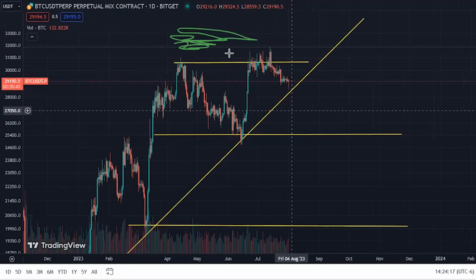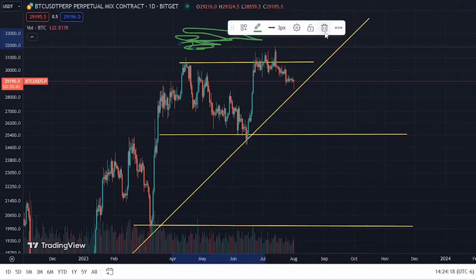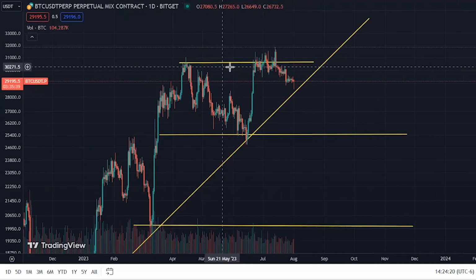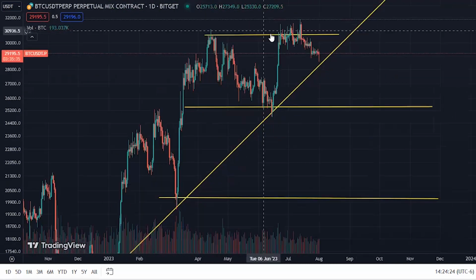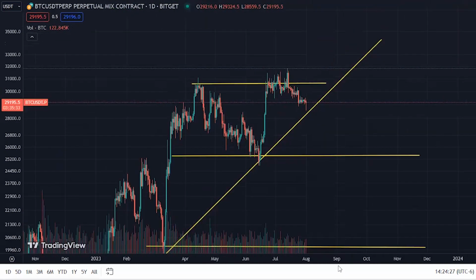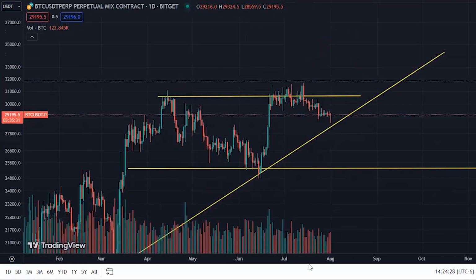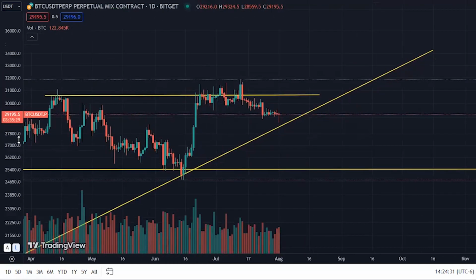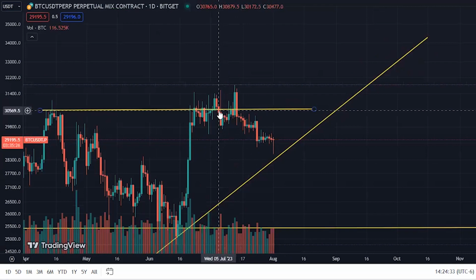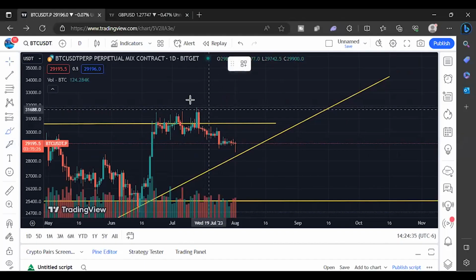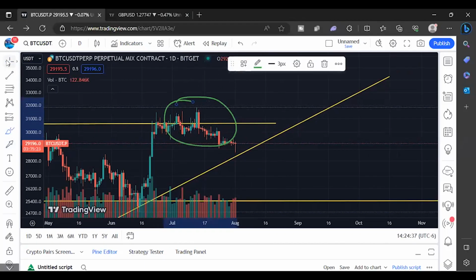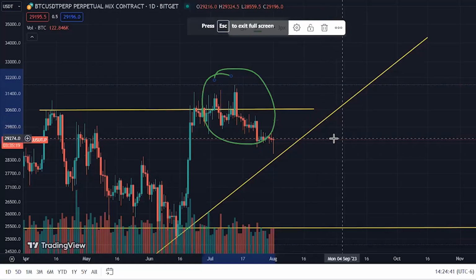Okay, so this is a perfect example of a double top here. I showed you guys, this one would be considered a big double top. Now we have a minor double top right here. You can see, let me zoom in. So right here, we also have a double top. This one is a small one, okay? But the small one works just as great as well.